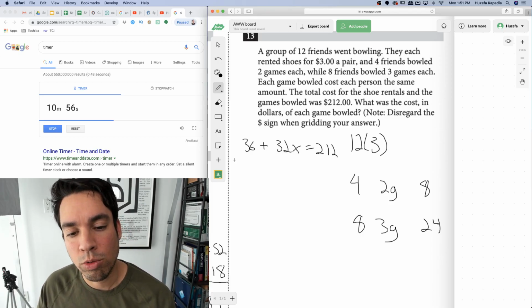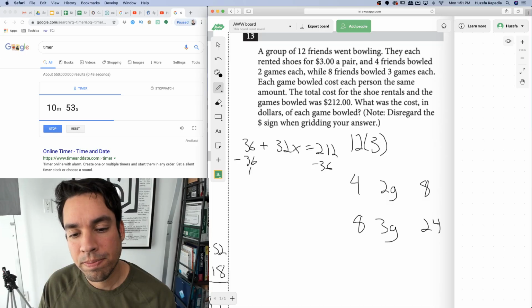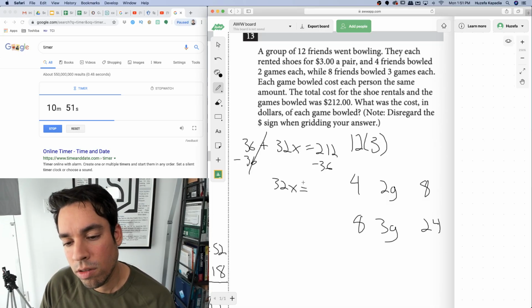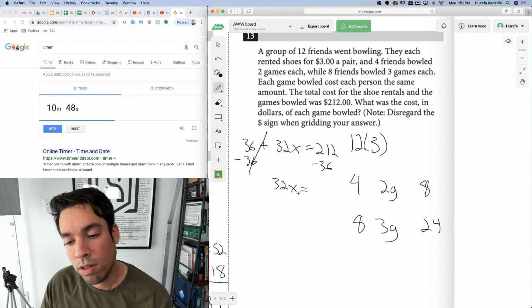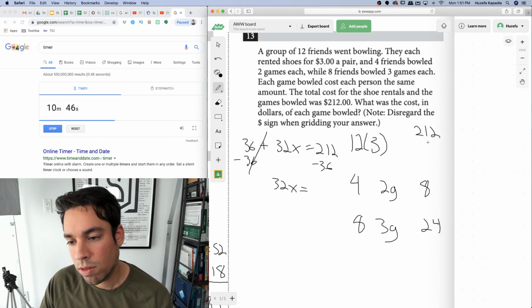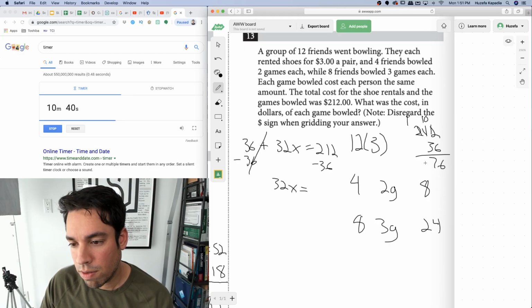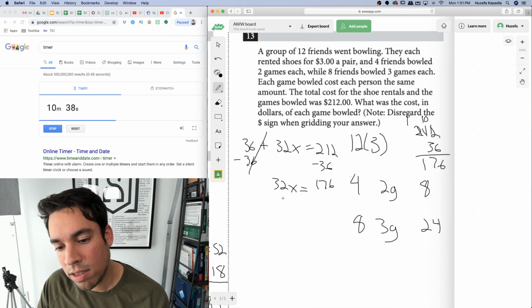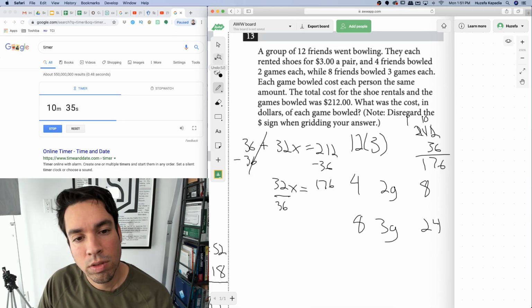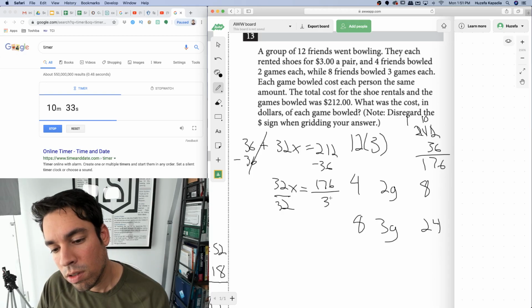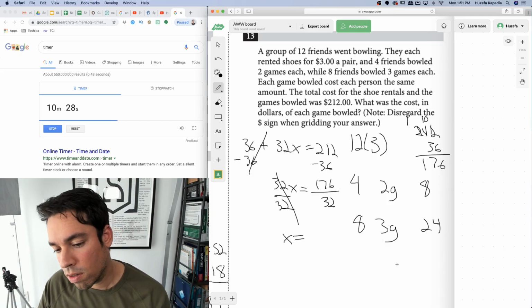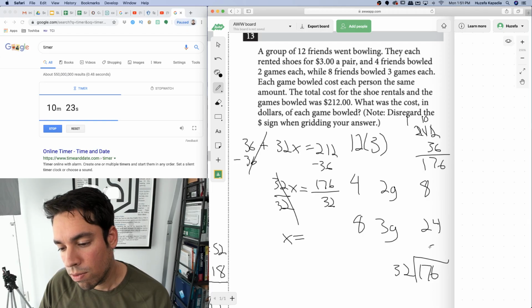And now we solve. So subtract 36 from both sides. Sorry, 212. I'm just going to do it. Sorry, I'm having a brain freeze. 212 minus 36 is 176, and then divide by 32. X equals 176 divided by 32.